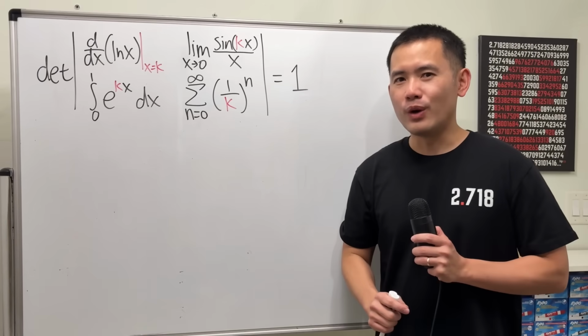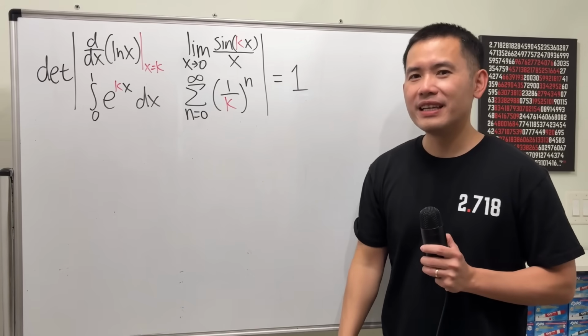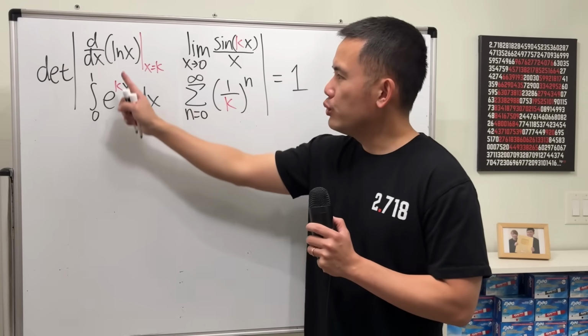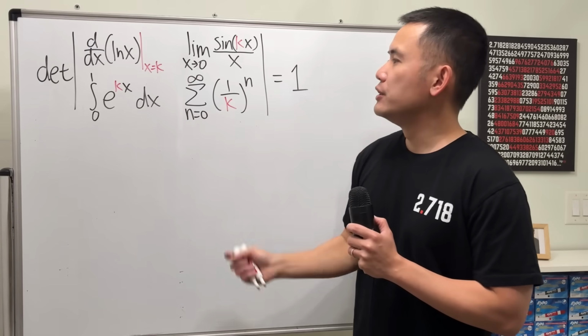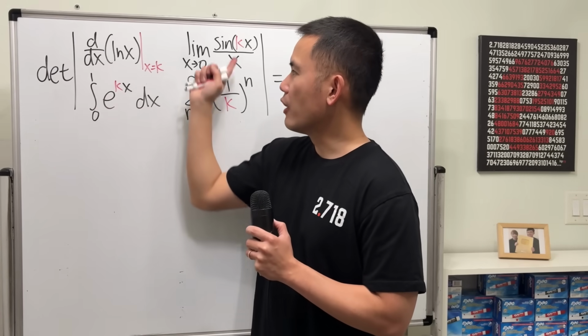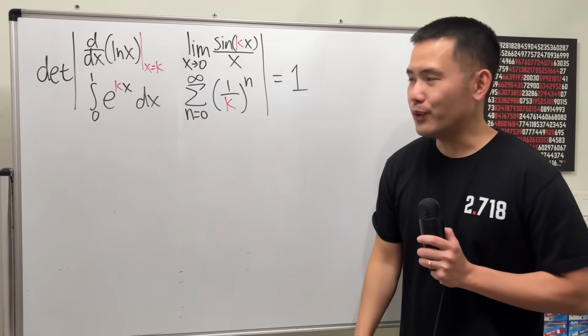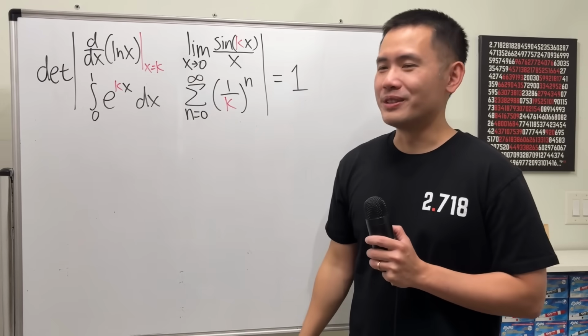Okay, I know it's been a while, but I finally have another all-in-one calculus question for you guys. And this time, I put the four main ingredients of calculus into a matrix, and the goal is to see if we can find the k value so that the determinant of this matrix is equal to 1. Is that possible? Well, we are going to see.